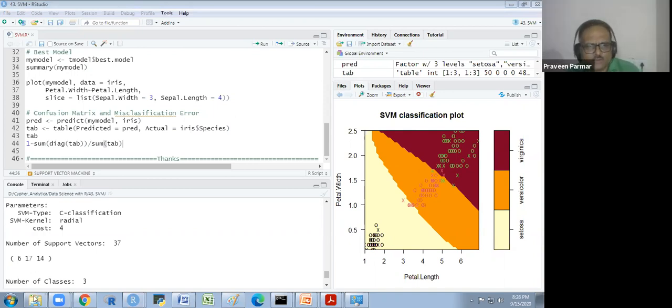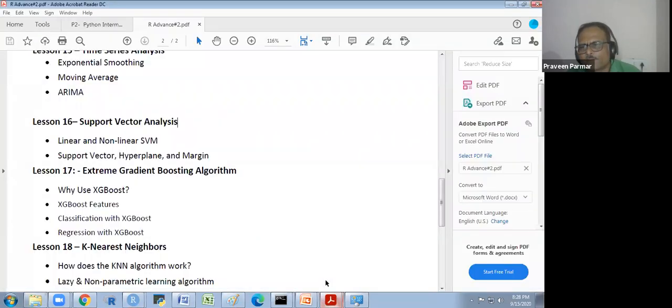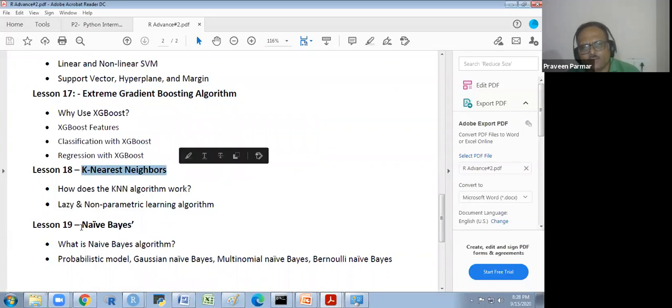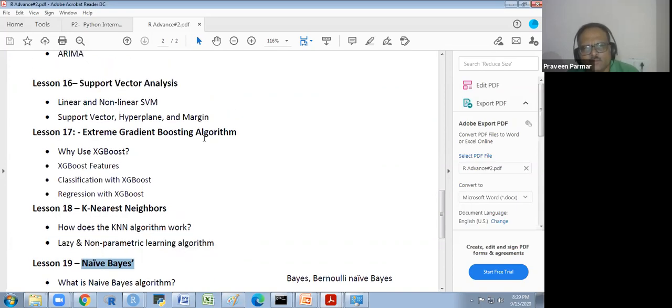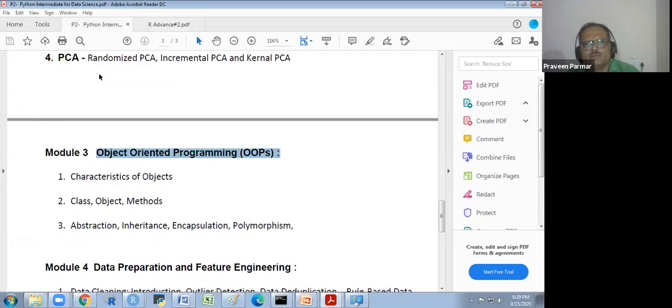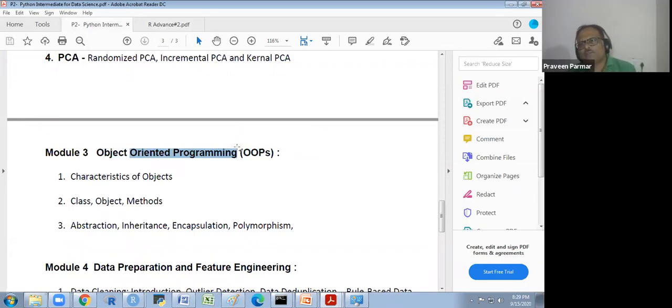So this we have finished, and tomorrow we'll cover the extreme gradient boosting algorithm. Okay. And then k nearest neighbor and the naive Bayes. So they are the small algorithms we have to cover. So will we finish this in another 3-4 days? We will finish it up to Saturday. The small algorithms are there.